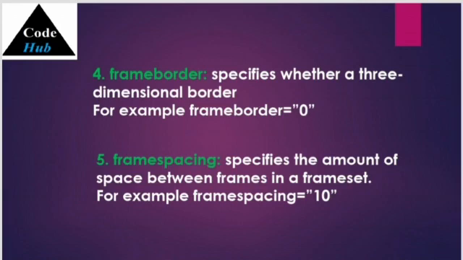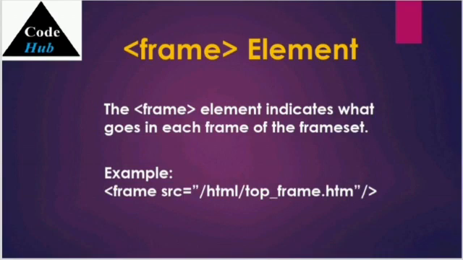Framespacing specifies the amount of space between the frames in a frameset. This can take any integer value. For example, framespacing equals 10 means there should be 10 pixels spacing between each frame. Frame element. The frame element indicates what goes in each frame of the frameset. The syntax is as below.